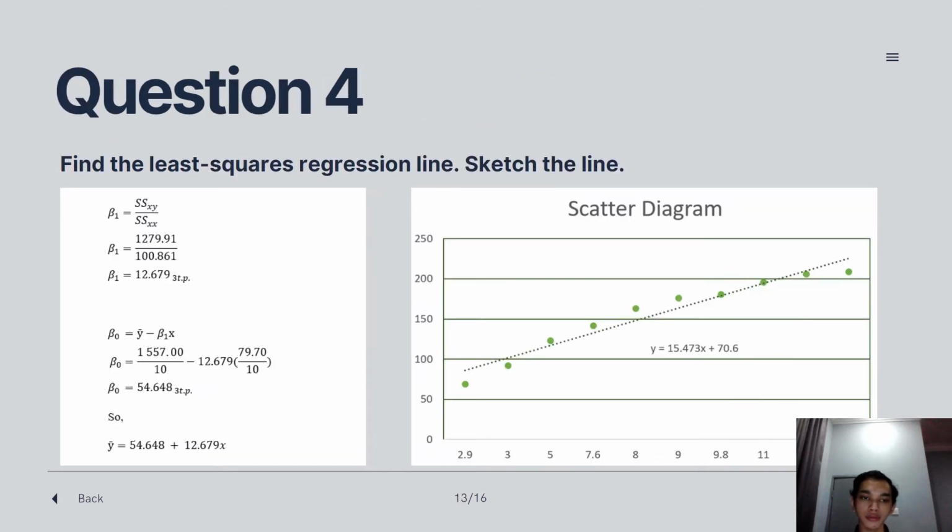And then for question 4, find the least square regression line. Sketch the line. Firstly, b1 is SSXY divided by SSXX, and we will get 12.679. And for b0, with the formula y bar minus b1 x bar, we will get 54.648. So y is equal to 54.648 plus 12.679x.